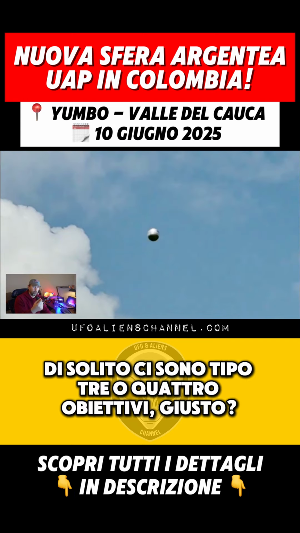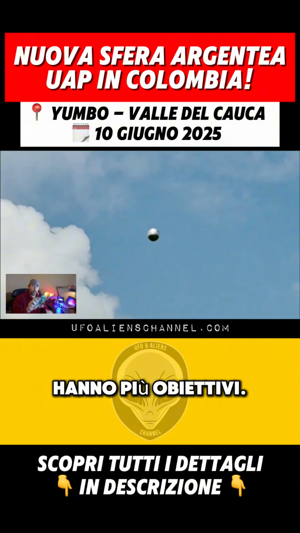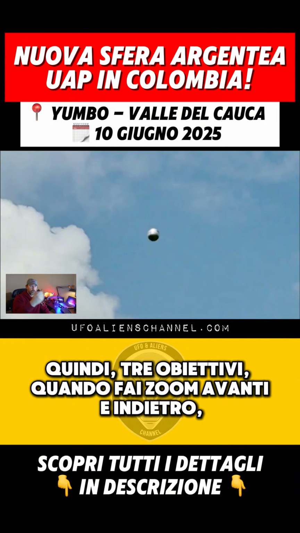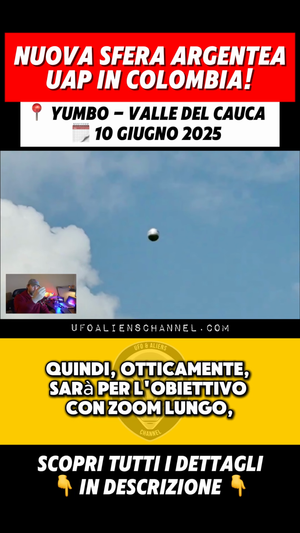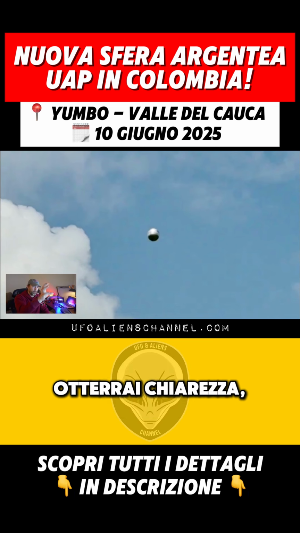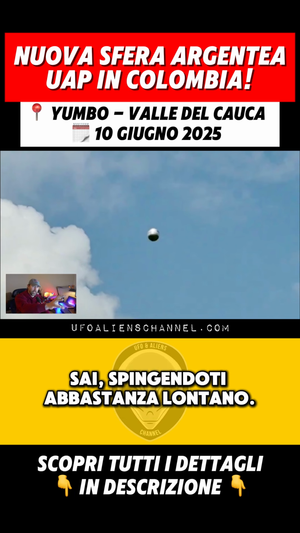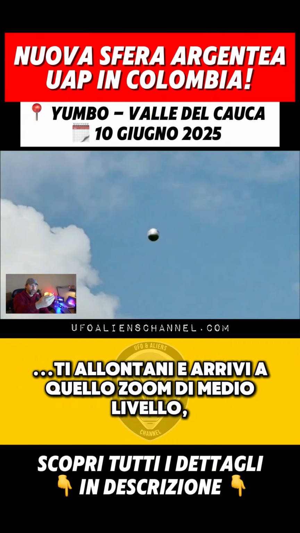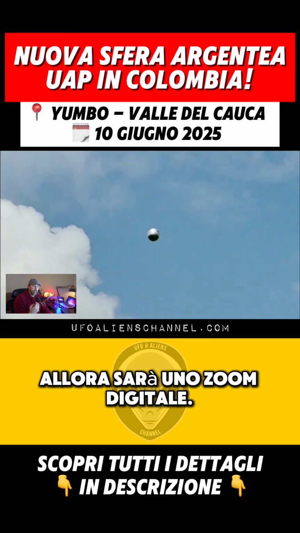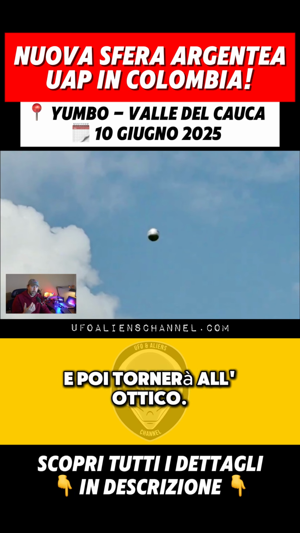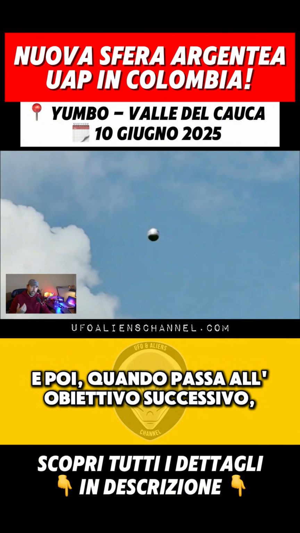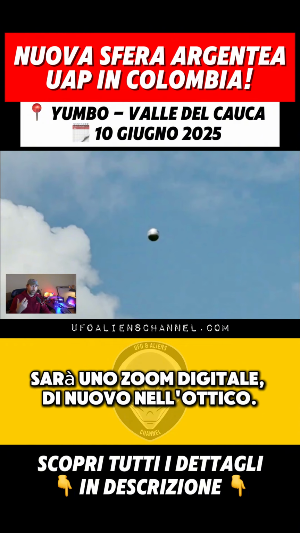there's usually like 3 or 4 lenses, right? They've got multiple lenses on it, so 3 lenses. When you're zooming in and out, it's going to switch between lenses. So optically, for the long zoom lens, you're going to get clarity, punching out pretty far. But then as you back out and you get into that mid-level zoom, that mid-level lens, it's going to be in a digital zoom. So it's going to be digital, and then it's going to pull back into the optical. And then when it switches to the next lens, it's going to do the same thing. It's going to be digital zoom back into the optical.